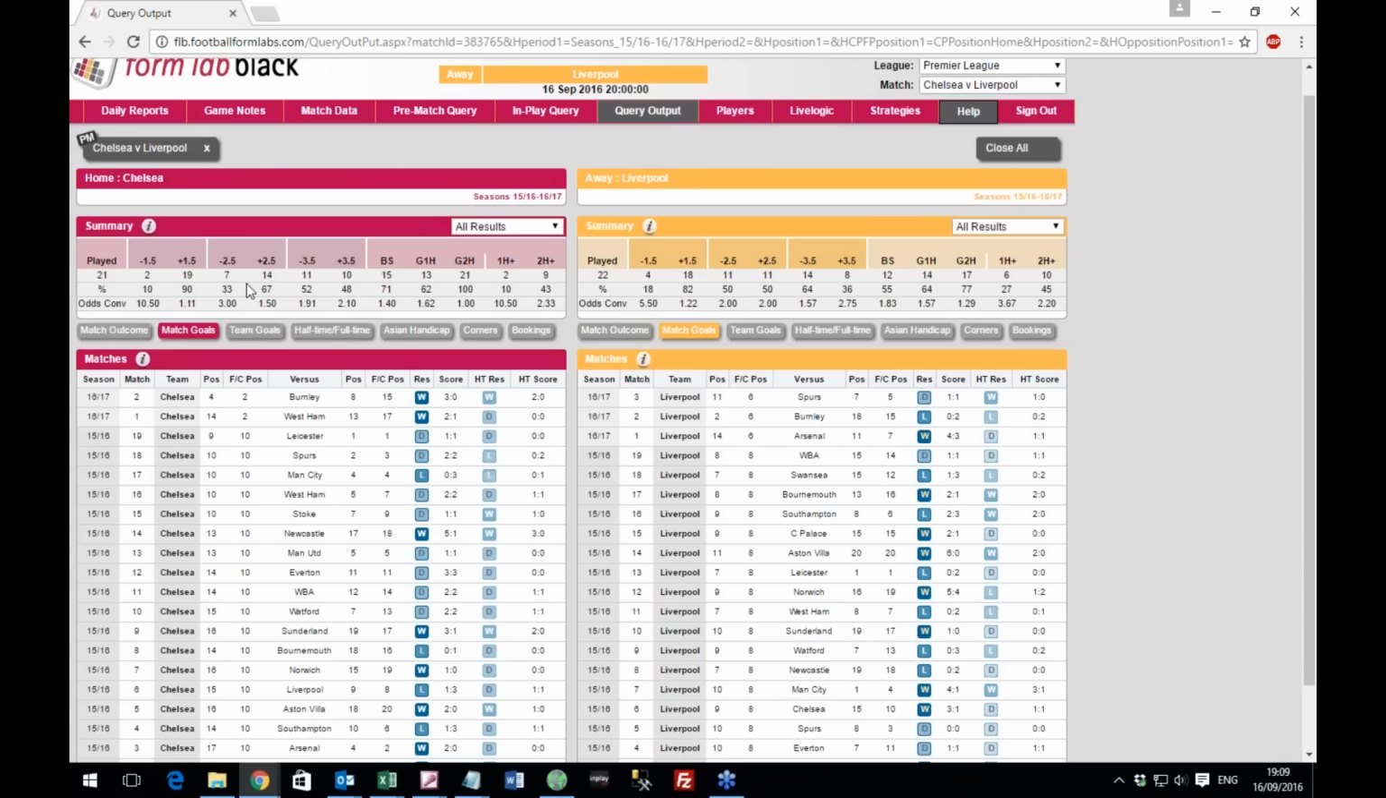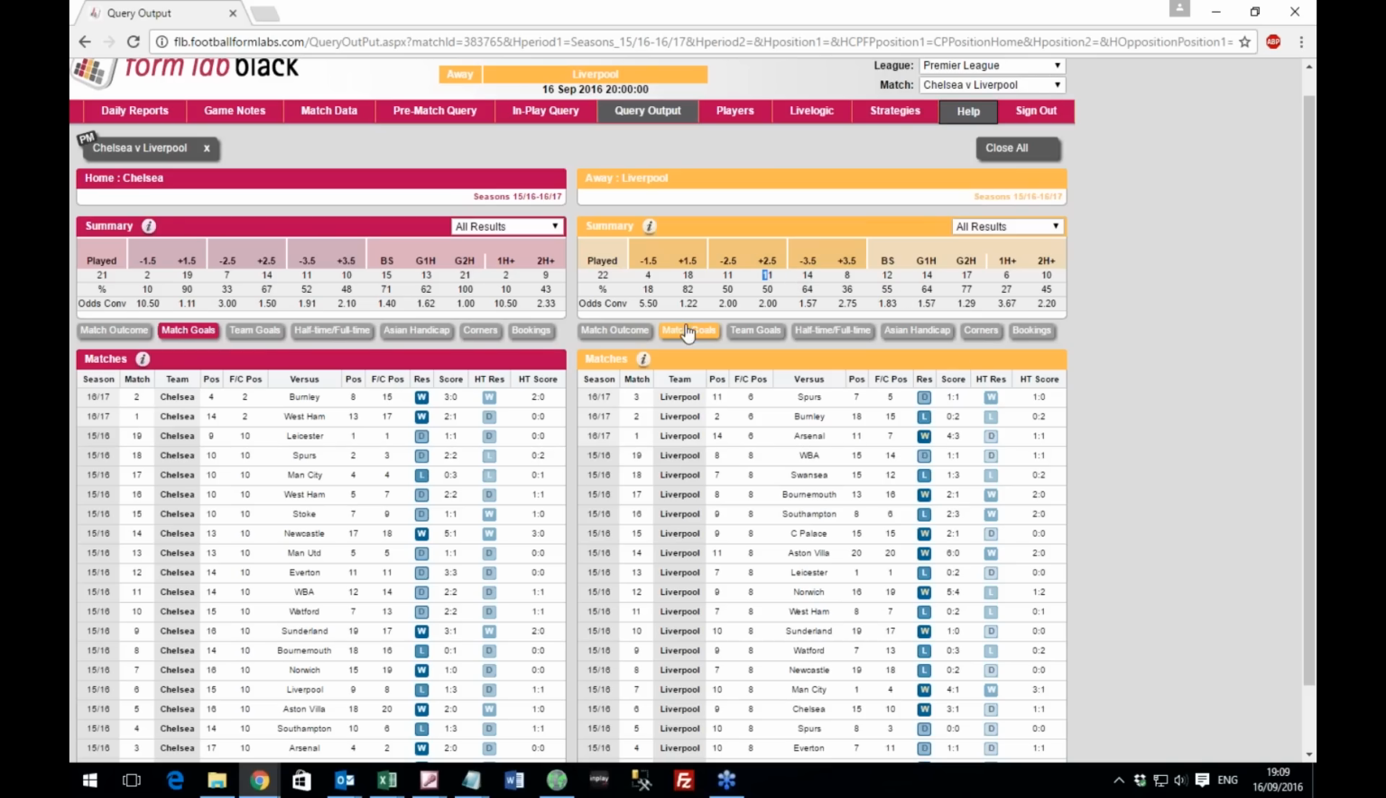But when we go up the scale, we can see that Chelsea had a lot of over 2.5 goals, which you could see before from match data. But equally, the number of over 3.5 goals is very strong as well, almost half of those games having over 3.5. Both teams have scored in 15 of their 21, which is a lot higher than the league average. And for Liverpool, we can see that it's 11 out of 20.